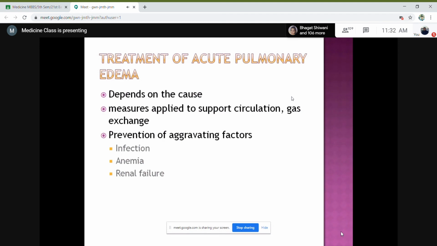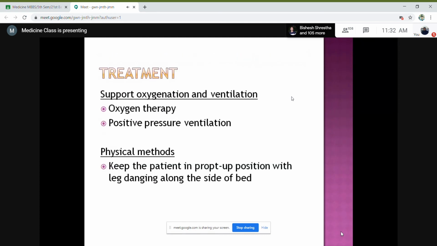You have to treat the aggravating factors as well. Treat the infection if the patient has one. You have to check the blood hemoglobin level. If the patient has anemia, you have to give transfusion. You have to check whether the patient is in renal failure. For the treatment, support oxygenation and ventilation.